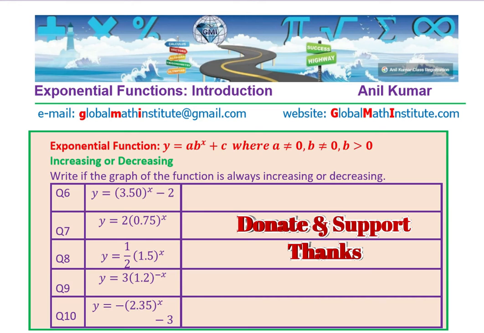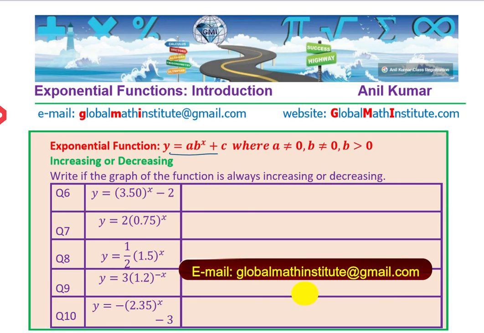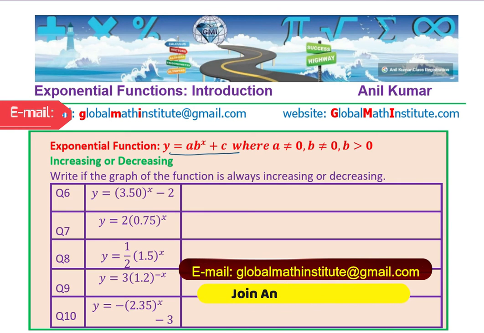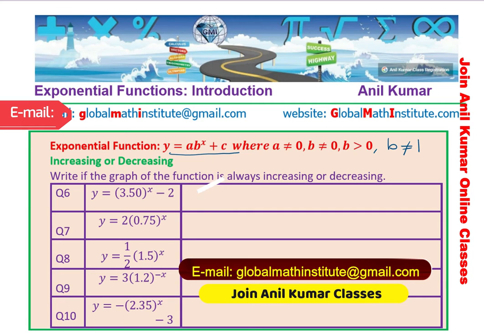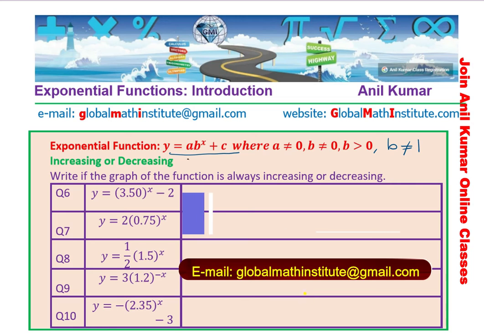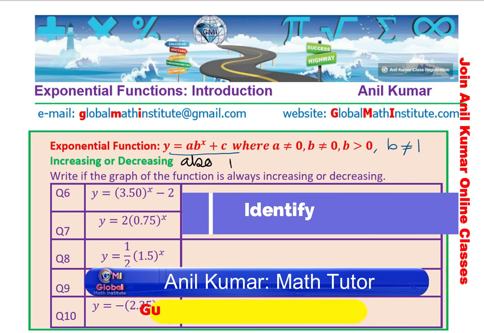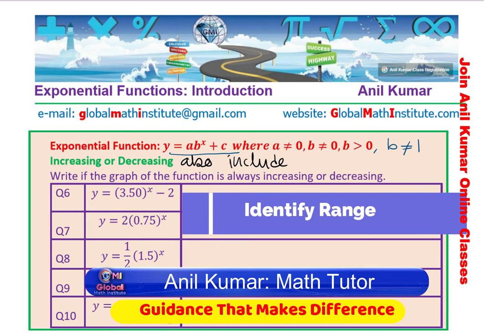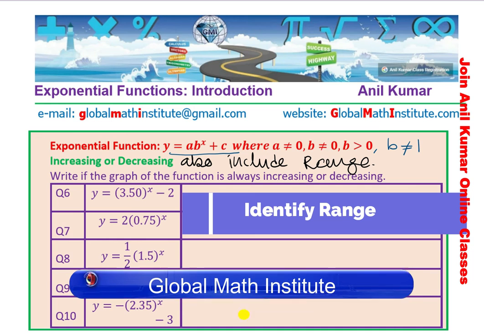Okay, now here is another set of five questions. Now we are taking the equation as y equals ab to the power of x plus c. And remember, b is not equal to 1, correct? Perfect. So the first one is y equals 3.5 times 0 to the power of x minus 2. Now, in these examples, I would like you to also tell me the range. So, also include range.